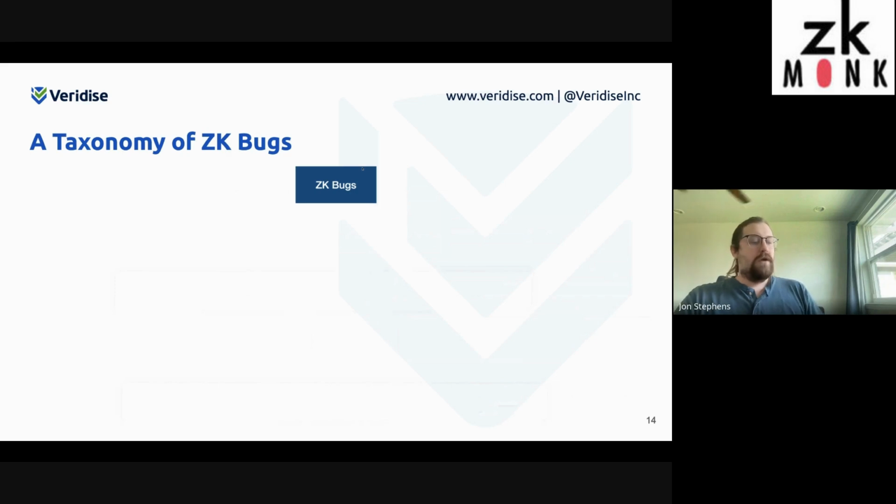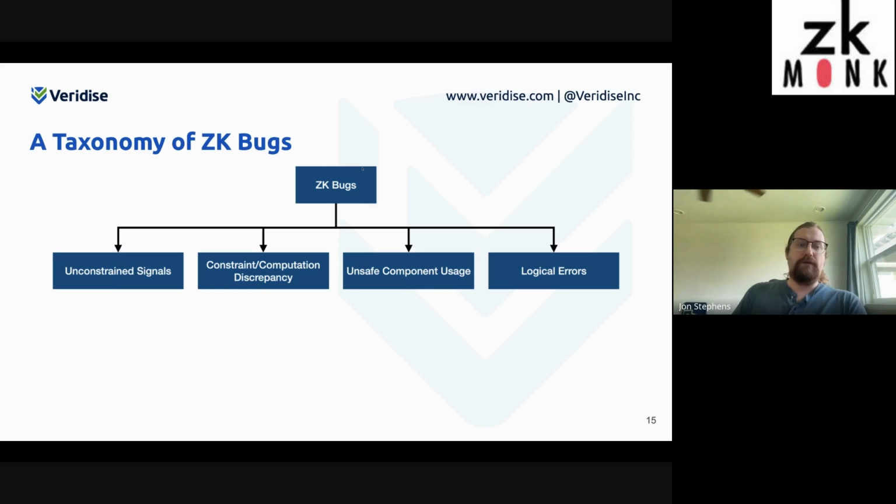Okay, so when we're looking at bugs in ZK circuits, we can organize them into this taxonomy. Specifically, some of the types of bugs that we've seen frequently are completely unconstrained signals, constraint computation discrepancies, unsafe component usages, and logical errors. Logical errors are going to look very similar to what we visited yesterday, and we'll go over a little bit more about what they look like in ZK circuits.